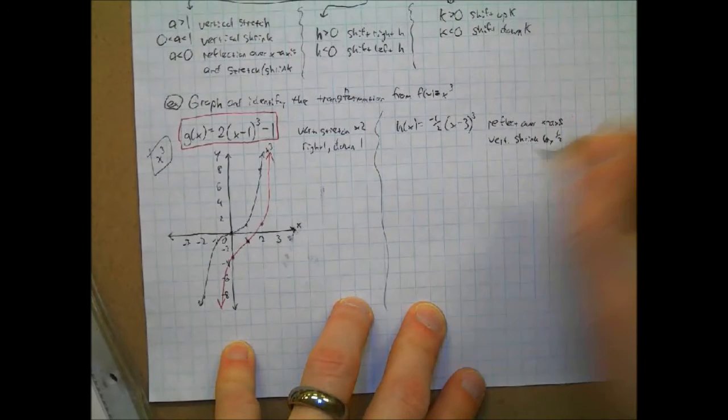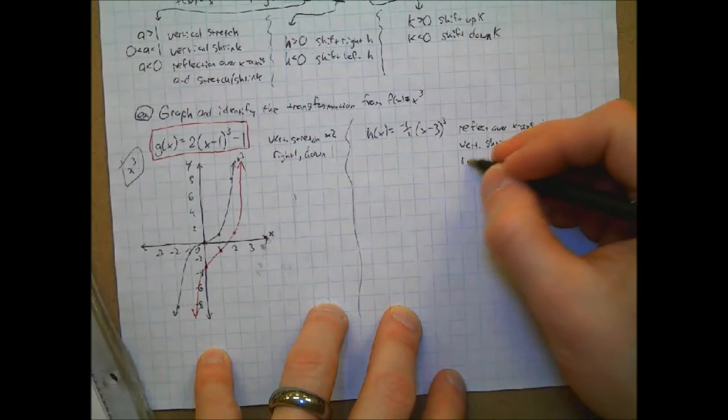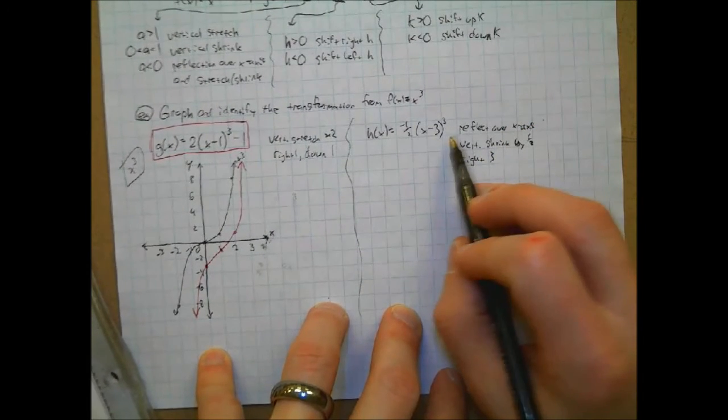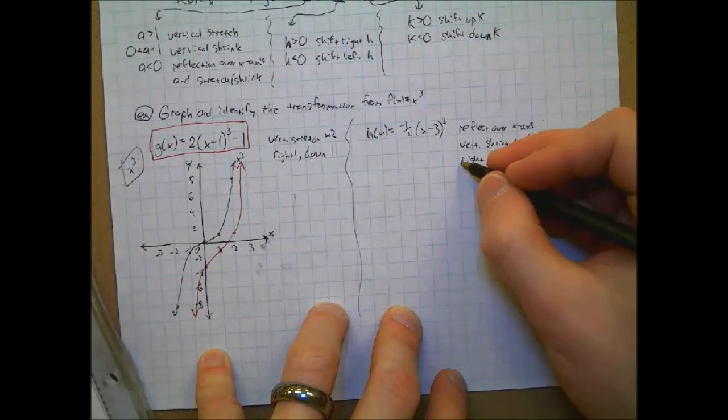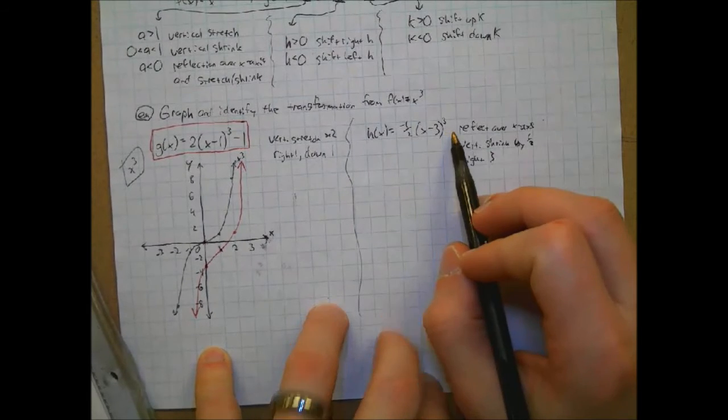Okay, what's the -3 going to do? Right 3. Good. And then, do we have any vertical shift? Are we going to shift up or down at all? No, there's no number at the end there, so it's 0. You can assume it's 0.